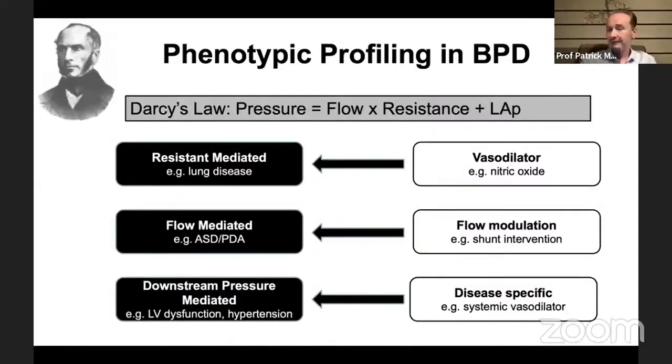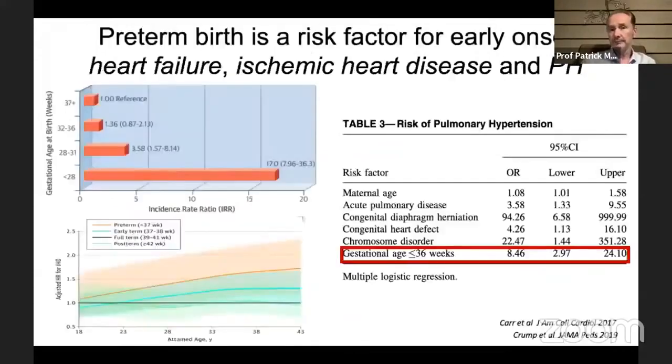To date, we have exclusively focused on chronic pulmonary hypertension and its relationship to resistance. But in the cases you've just seen, the determinants of pressure may be atrial level shunt, pulmonary vein disease, or left heart phenotype, all of which require a unique approach to care. Finally, this is highly relevant as we move forward in neonatology.